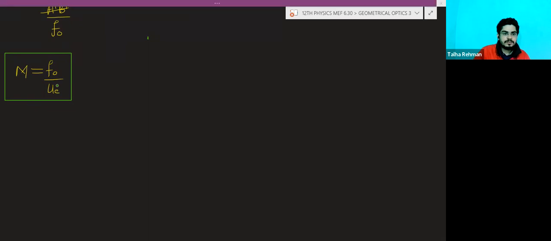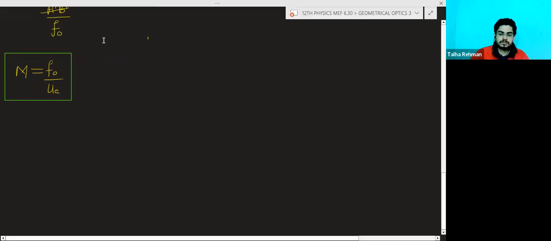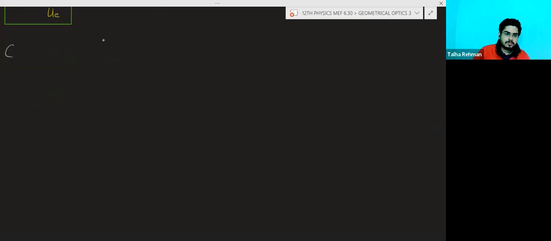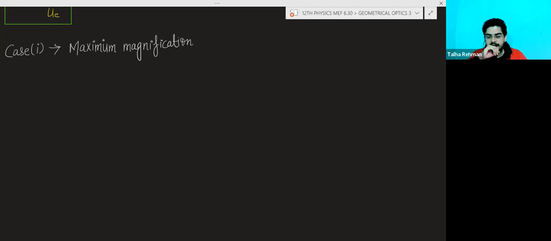Now case number 1, maximum magnification. If you want the maximum magnification, then in this case the final image should form at the least distance of distinct vision, that is 25 centimeter.